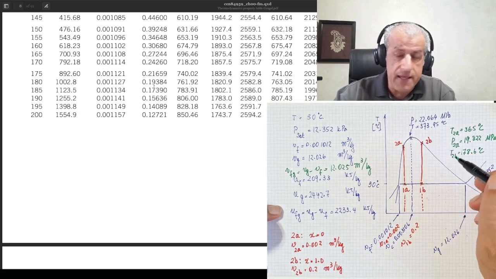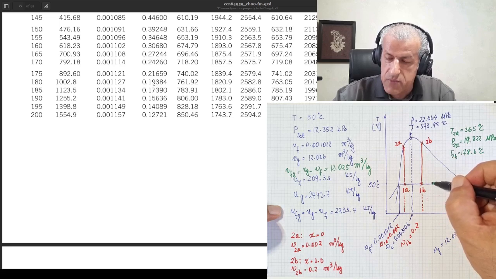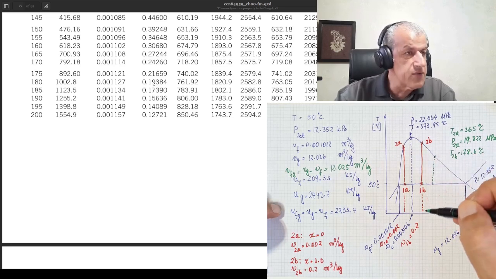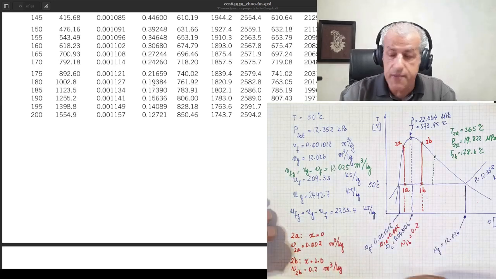You see, although it looks with my poor drawing that these two points have the same temperature, in reality this is wrong. This point would be far lower. It would have been better if I had drawn point 1b here, and point 2b would be here, and it would be much better representation of the problem.